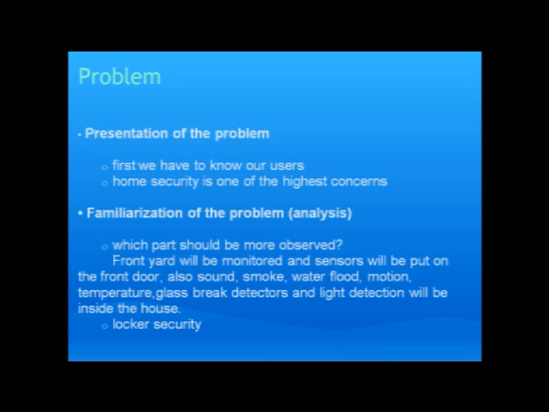The front yard will be monitored and sensors will be put on the front door. Also sound, smoke, water flow, motion, temperature and light detection will be inside the house. There will also be glass break detectors, since in most houses or stores we have places where a lot of valuable things are kept.